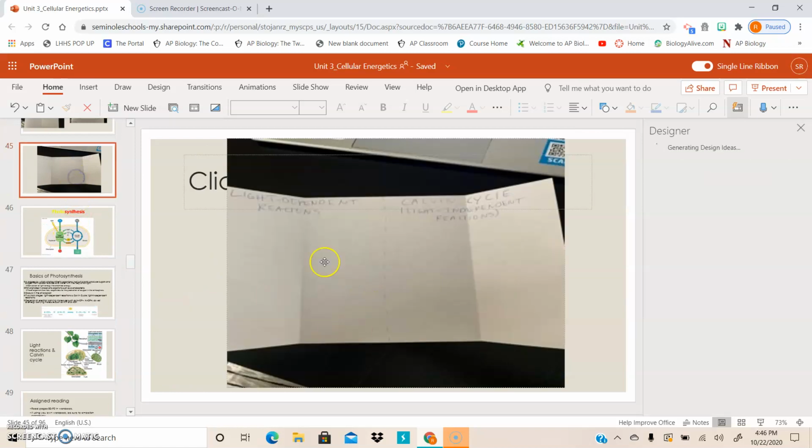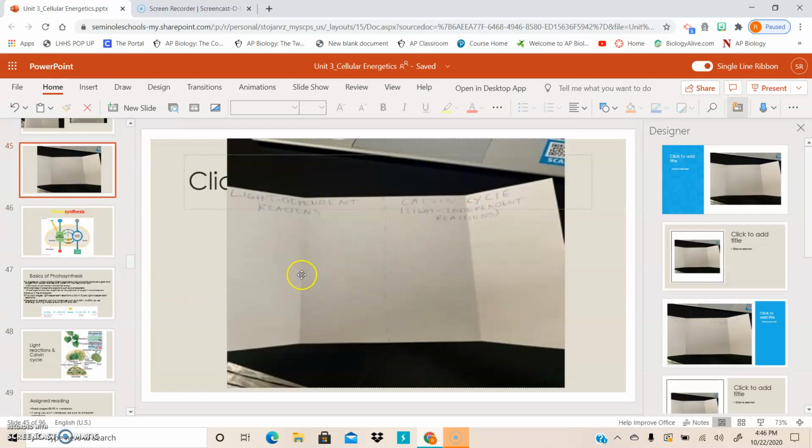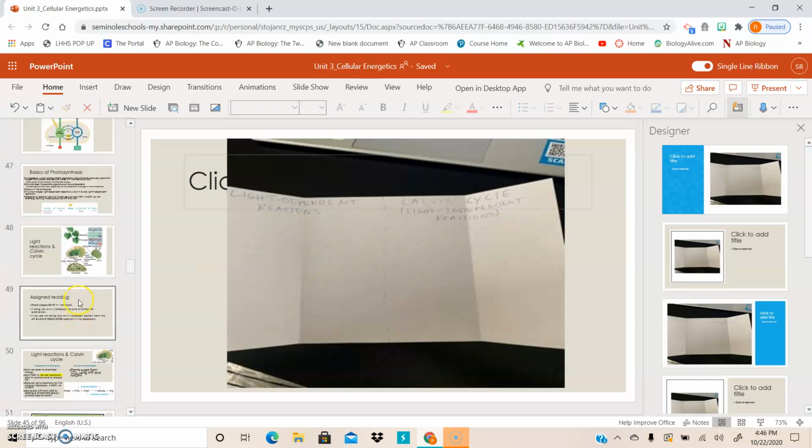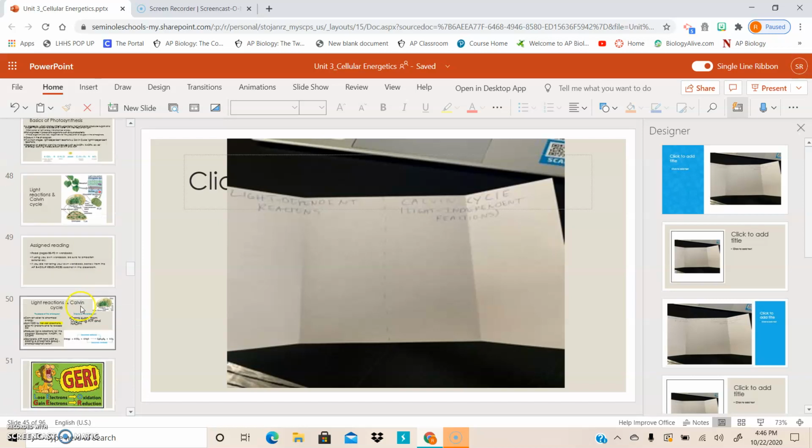Just to the top section because we are going to have to add some more information, especially on the light reactions side. You can pause and work on that part, but whenever you're ready, let's keep going.